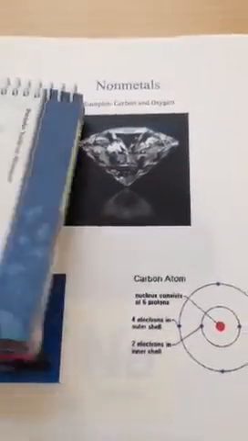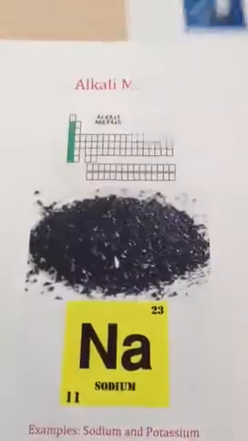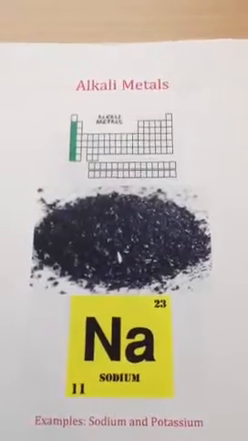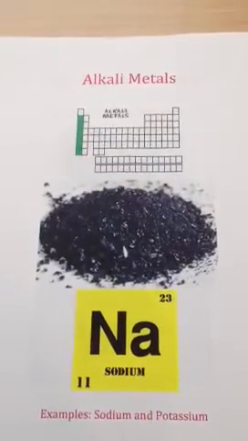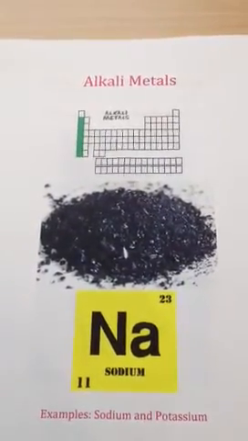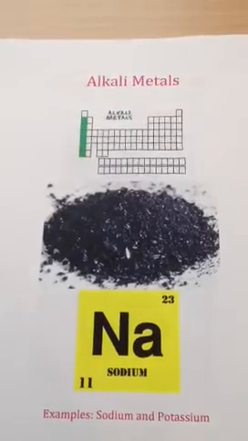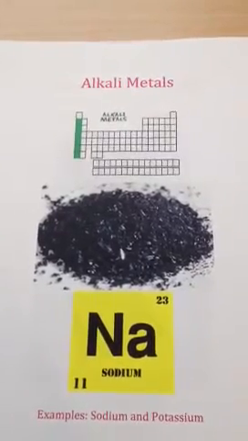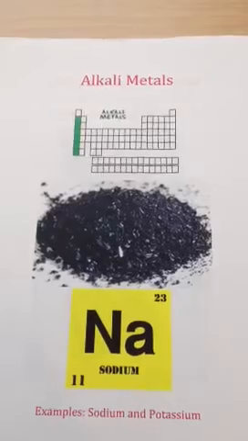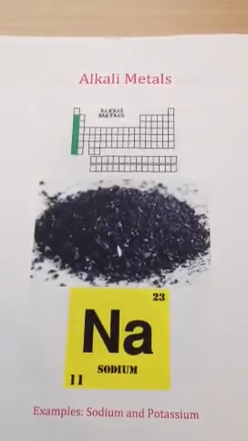The next group we will talk about is the alkali metals. The alkali metal group is smaller and found in the first column of the periodic table, with the exception of hydrogen. This includes lithium, sodium, potassium, rubidium, cesium, and francium.